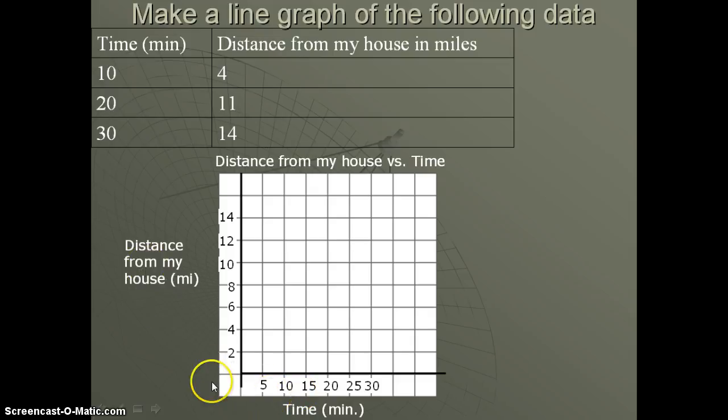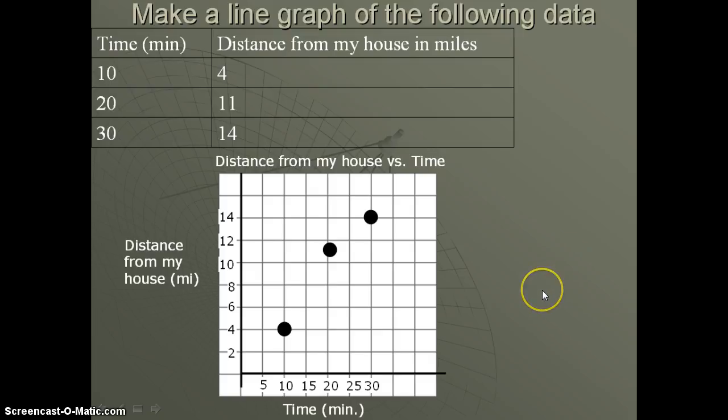So at 10 minutes, I was 4 miles from my house. At 20 minutes, I was 11 miles from my house, so that's going to be around here. And at 30 minutes, I was 14 miles from my house.